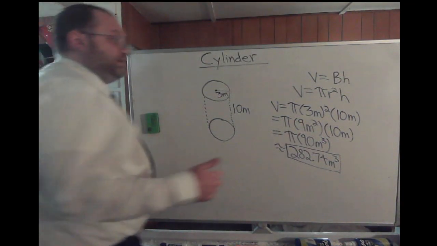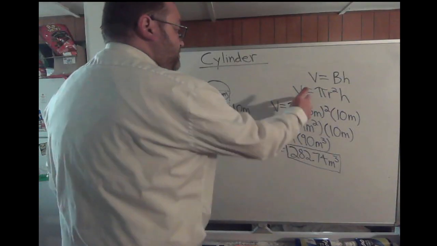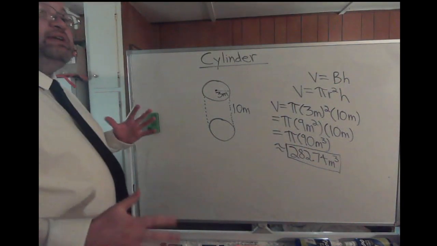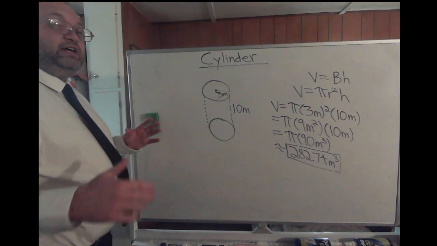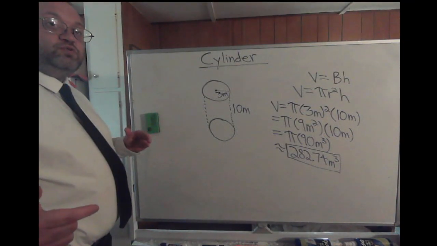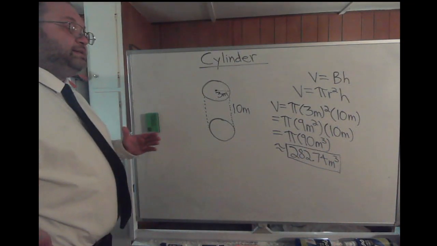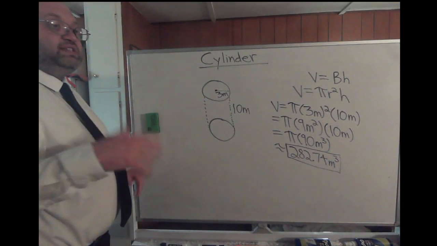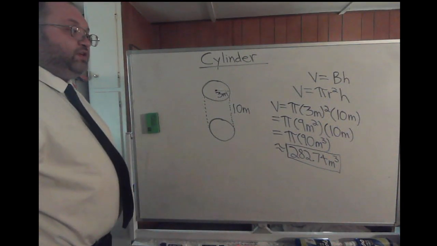If it's a cylinder, of course, it's still the area of the base times the height, but the area of the base being a circle in a cylinder is pi r squared. You'll take that pi r squared, multiply it by the height. And of course, a cube, you just take one side to the third power, you'll have your volume.